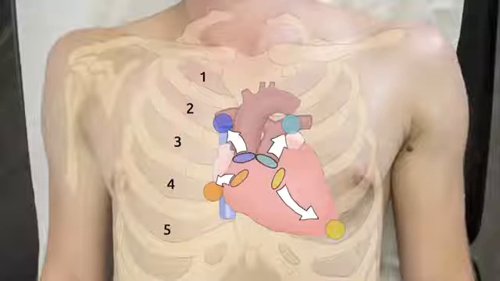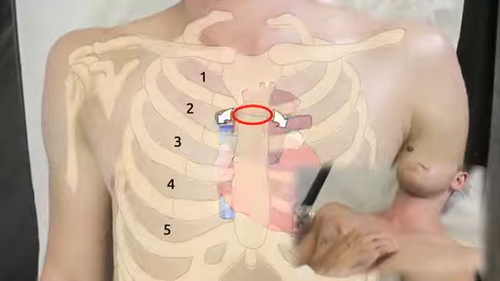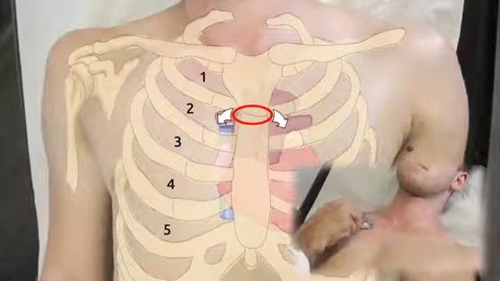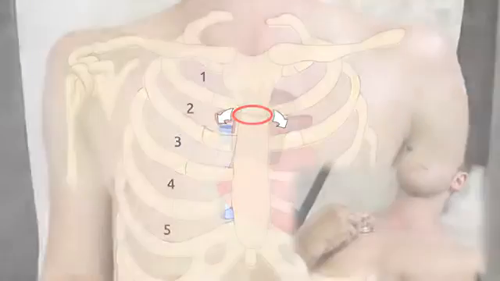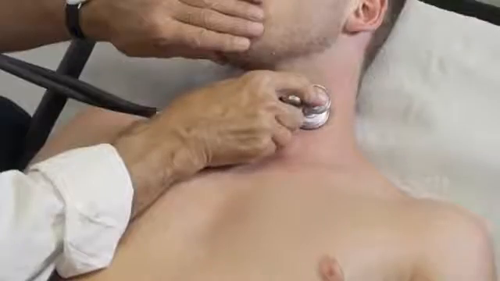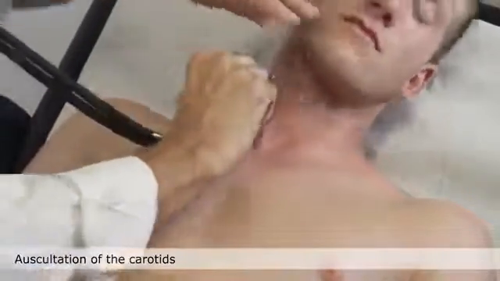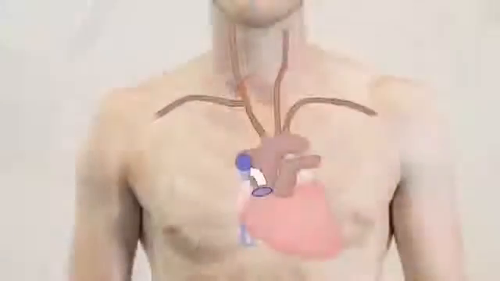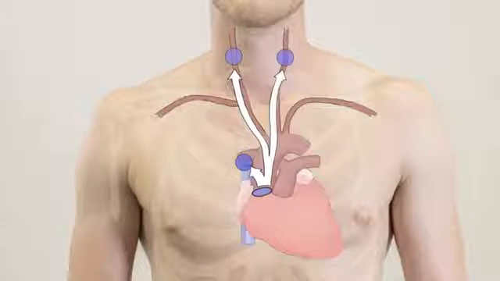Locating the second ICS is facilitated by first palpating the sternal angle. Assessing the aortic valve always requires auscultation of the carotid arteries as well, since murmurs caused by aortic stenosis often radiate to the carotids.